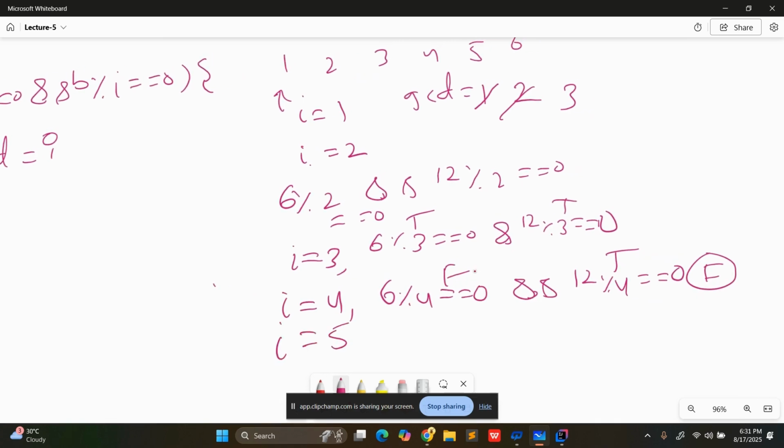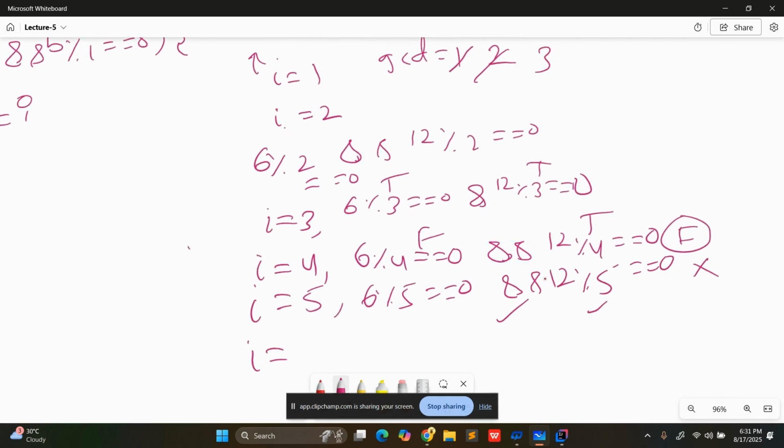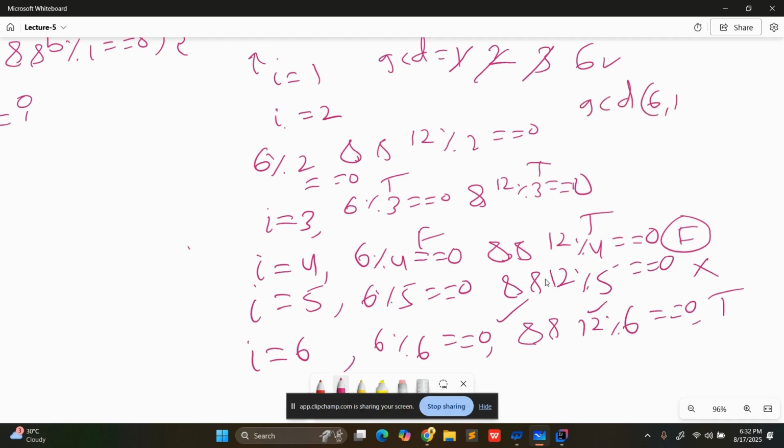Let I is equal to 5. You can see 6 modulo 5 is equal to 0, and 12 modulo 5 is equal to 0. Yeah, none of these conditions are true. We are not going into the if condition. Let's move to the next value, that is I is equal to 6. That is 6 modulo 6 is equal to 0, and 12 modulo 6 is equal to 0. Both conditions are true, and we are going inside the if, and we are marking it as 6. We are getting GCD of 6 comma 12 as 6.